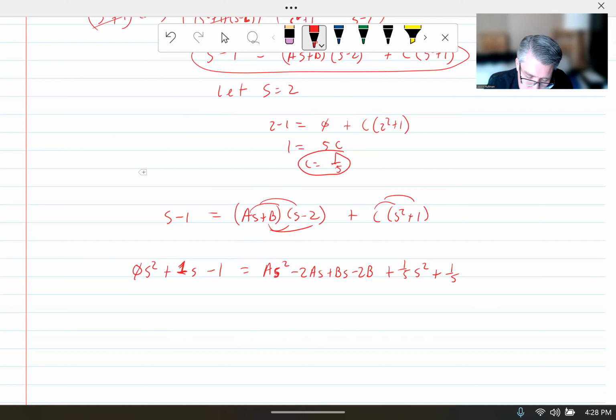Okay, good. So what I'd like to do is get all the terms together. So I'm going to group the terms together. I'm going to say that A times s squared plus 1/5 times s squared, group that together. The s terms I'm going to group together. That's going to be negative 2As plus Bs.